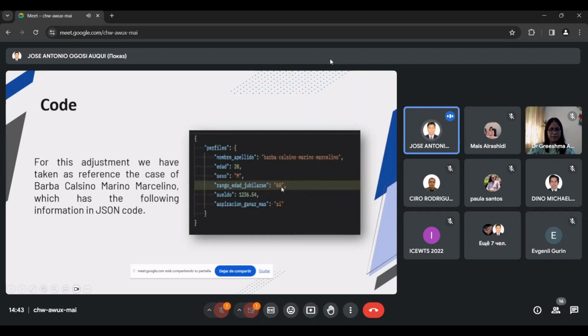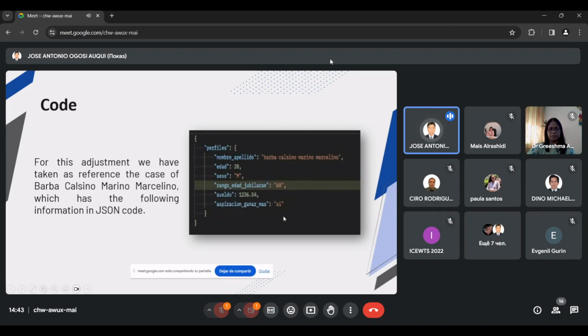In this case, for example, it is 16. And this is a salary, for example, the salary to be received month by month. In this case, this is a number. And this is the "aspiración ganar más", the projection. This user is going to receive this amount in soles in Peru, but the projection is to obtain more than this number.